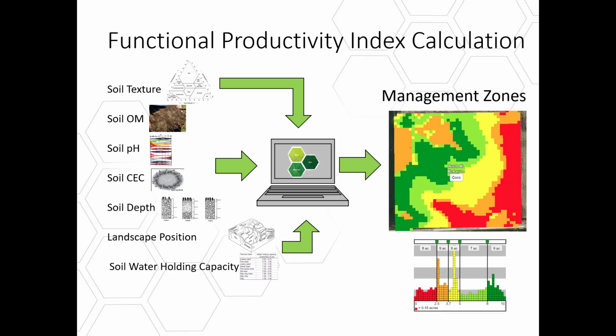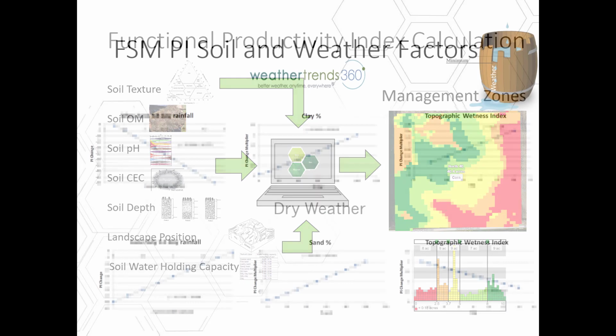After calculating the functional soil map, multiple layers are combined together to create what we call the productivity index. The index combines multiple layers that are critical for crop production and weighs each layer to create management zones for each field.